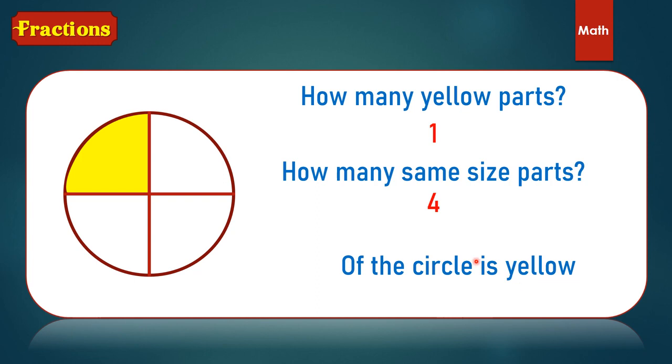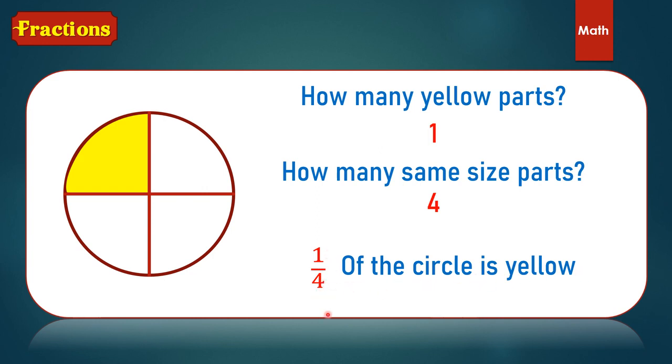Now, how much of the circle is yellow? Is it a whole shape or a part of the shape? If it is a part, it's a fraction, so I have to write a fraction. Is this the whole circle, the whole shape, or a part of the shape? A part. Excellent. So how many parts are yellow? 1. And how many are all the parts? 4. So I write here 1 from 4, or 1 over 4 of the circle is yellow.